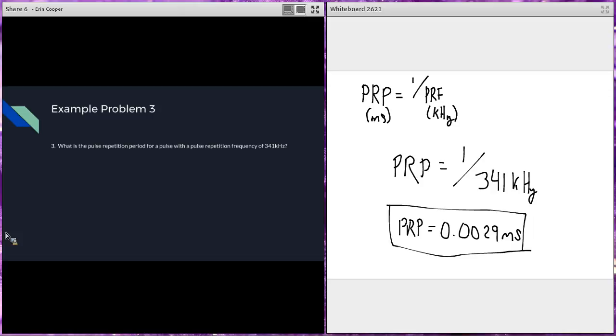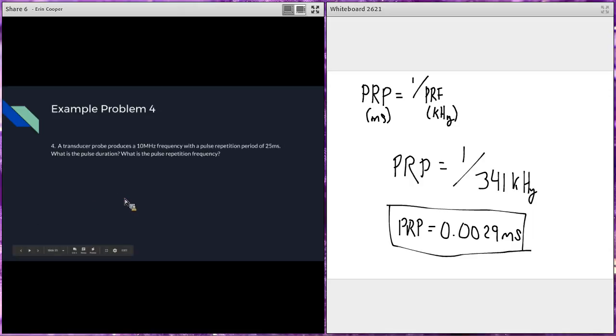All right, fantastic. So what does that mean? What does PRP equals 0.0029 milliseconds mean? That means that the length of time that it takes for a pulse to occur until the next pulse occurs is 0.0029 milliseconds. So it's really fast. Okay, awesome. I've got one more problem here.